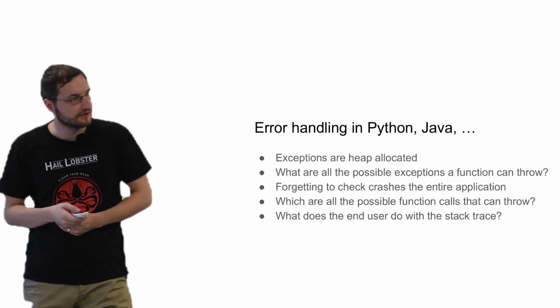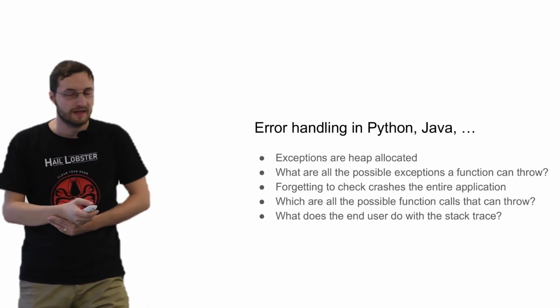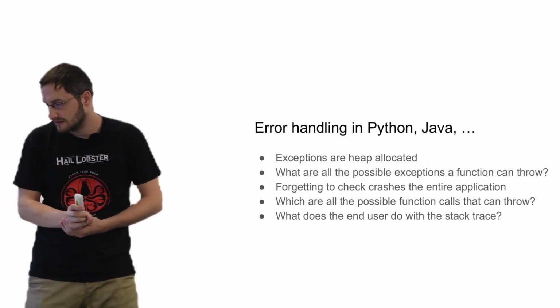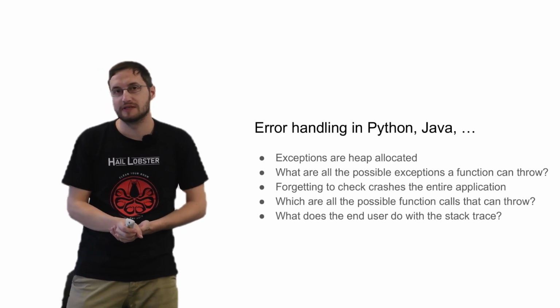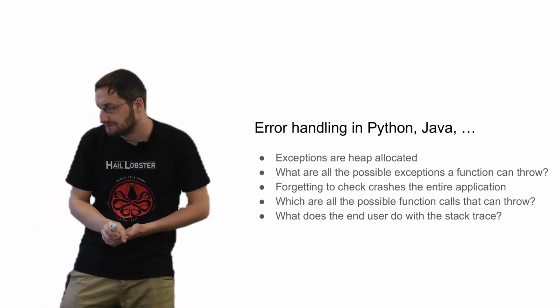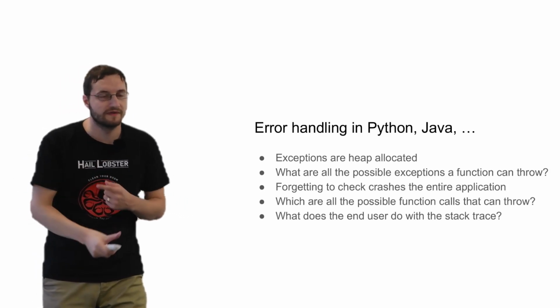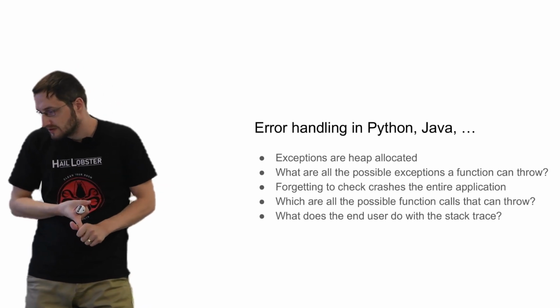Then there are languages like Python, Java, and some similar other languages. And they share similarities with C++, I would say. But it gets crazier because all exceptions are heap allocated. And again, same questions: what are the possible functions that can throw, what are the possible errors, just like in C++.